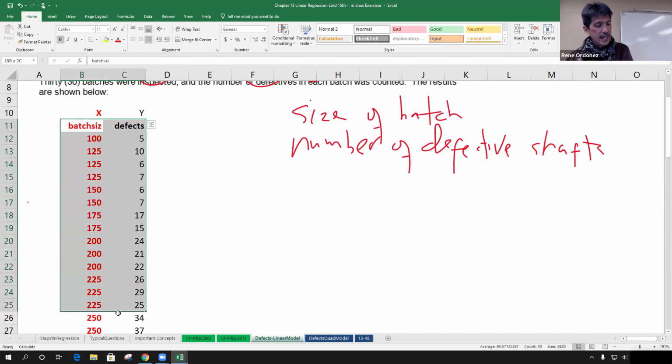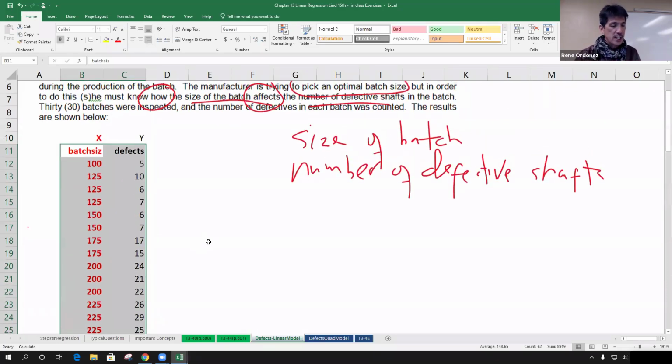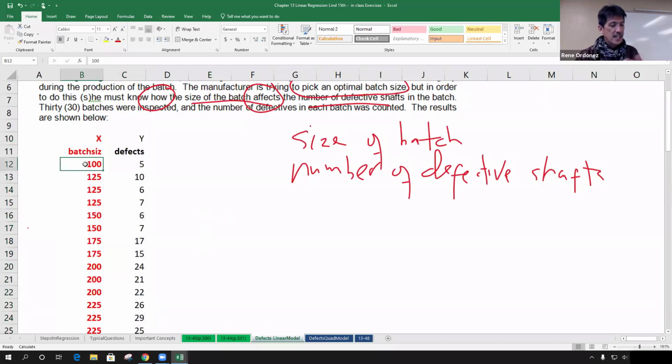These two columns here represent the observed XY pairs of observations, where, say, for this batch of 100, they observed 5 defective shafts, right? 125, a size of 125.